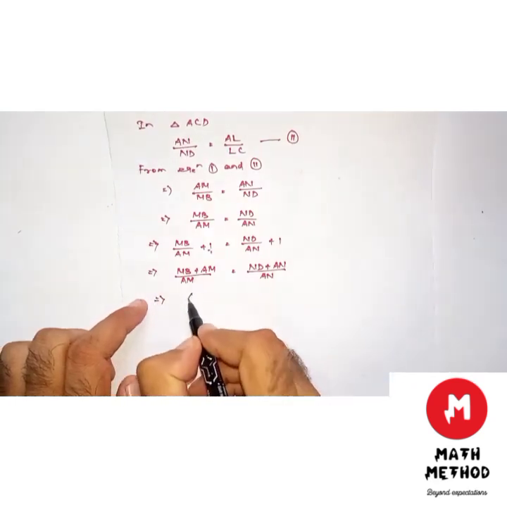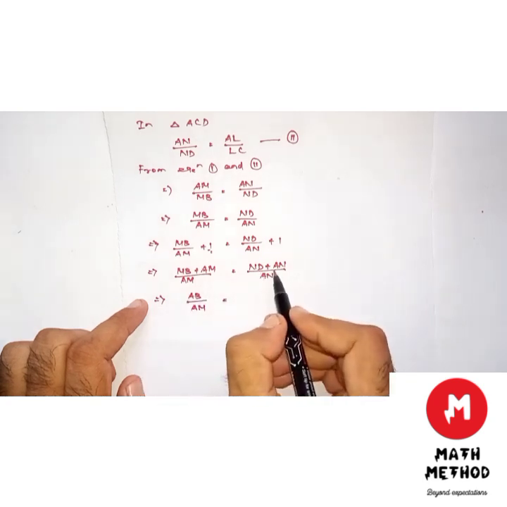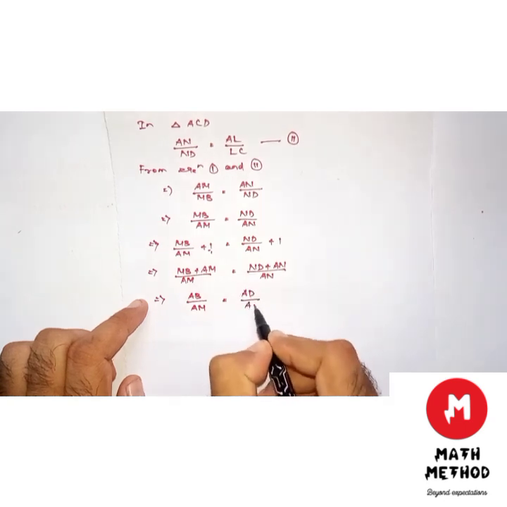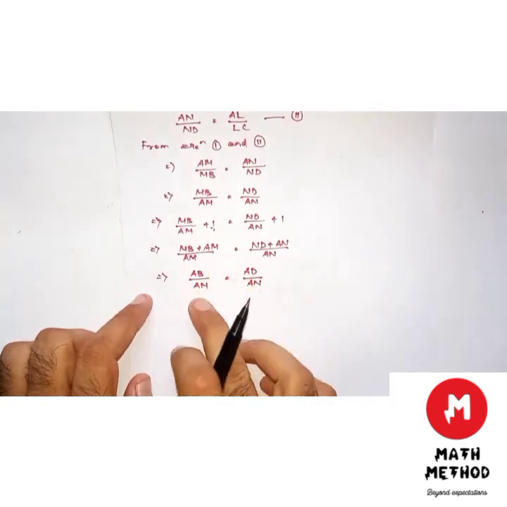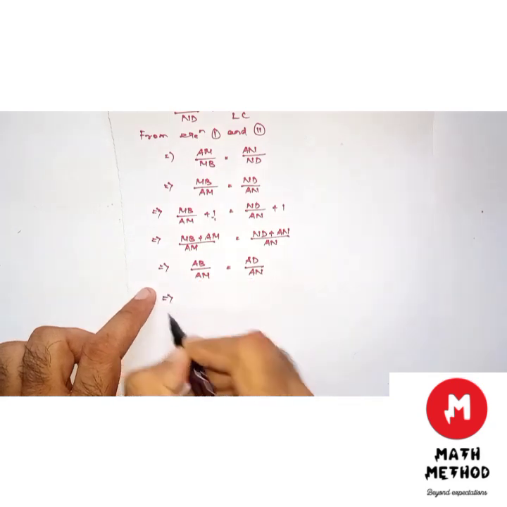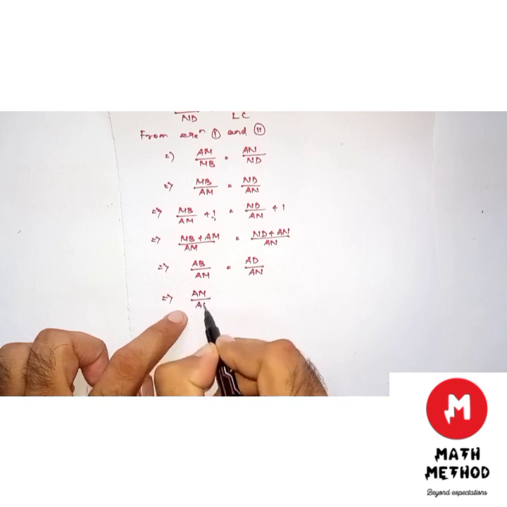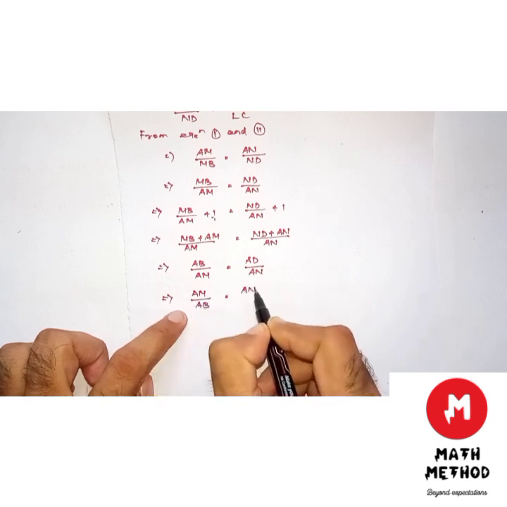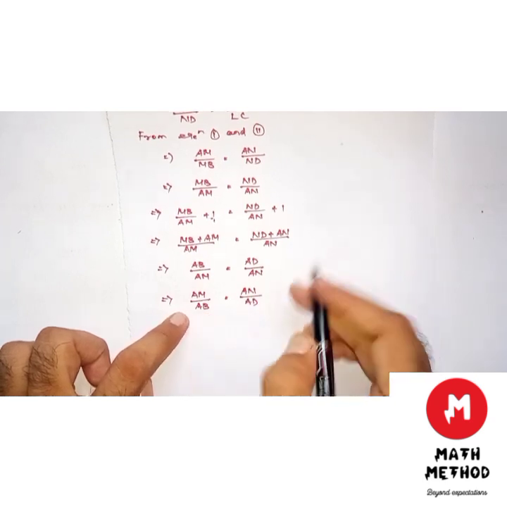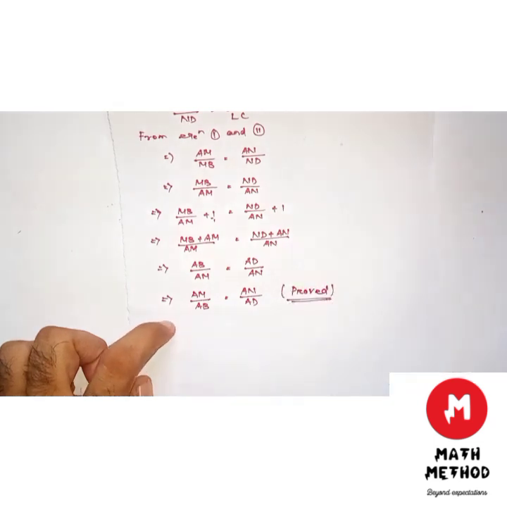MB plus AM is AB, so AB upon AM is equal to ND plus AN, and ND plus AN is our AD upon AN. Clear? Now again make denominator into numerator and numerator into denominator on both sides, LHS and RHS, implies AM upon AB is equal to AN upon AD. This is what we had to prove. This is proved, write it, proved. Clear? Question 3 is solved.